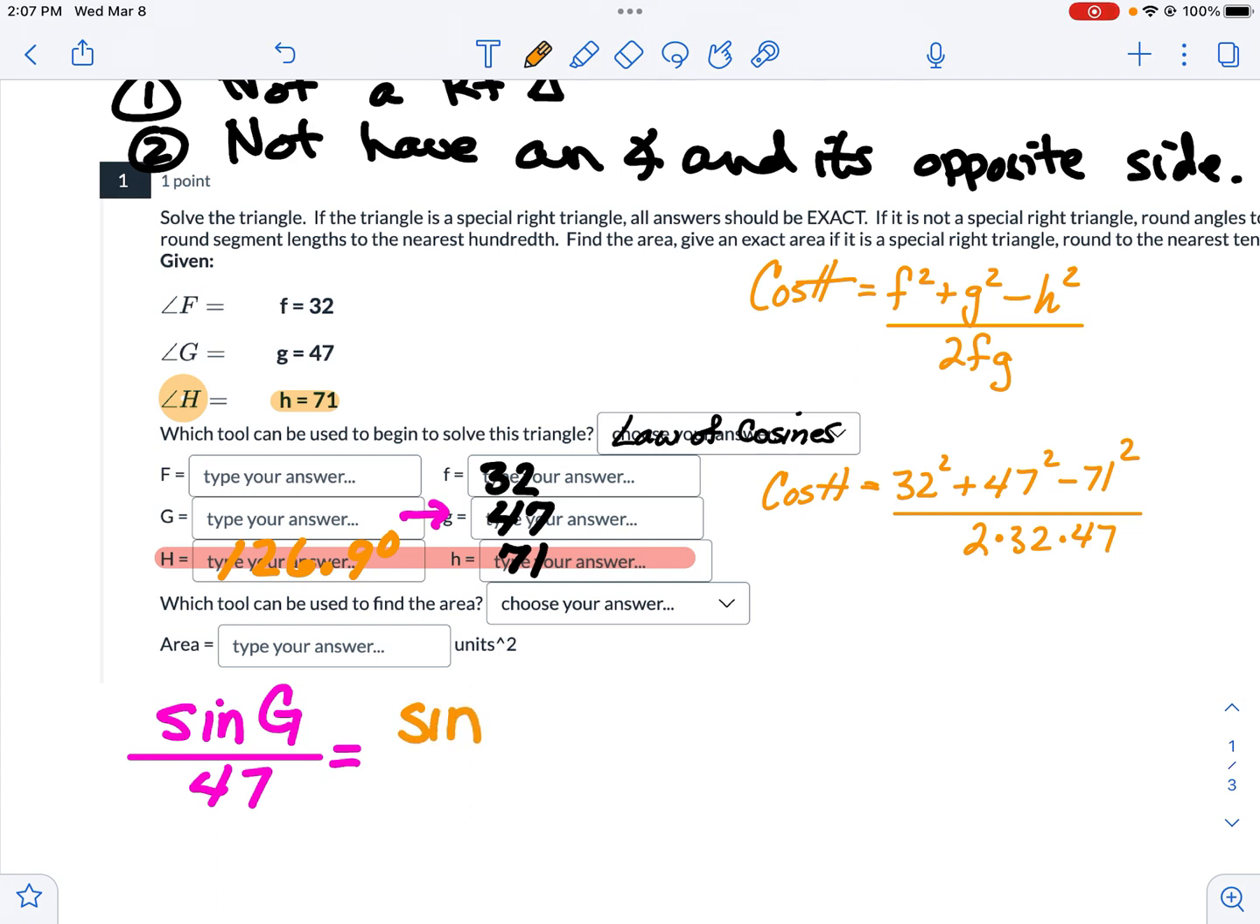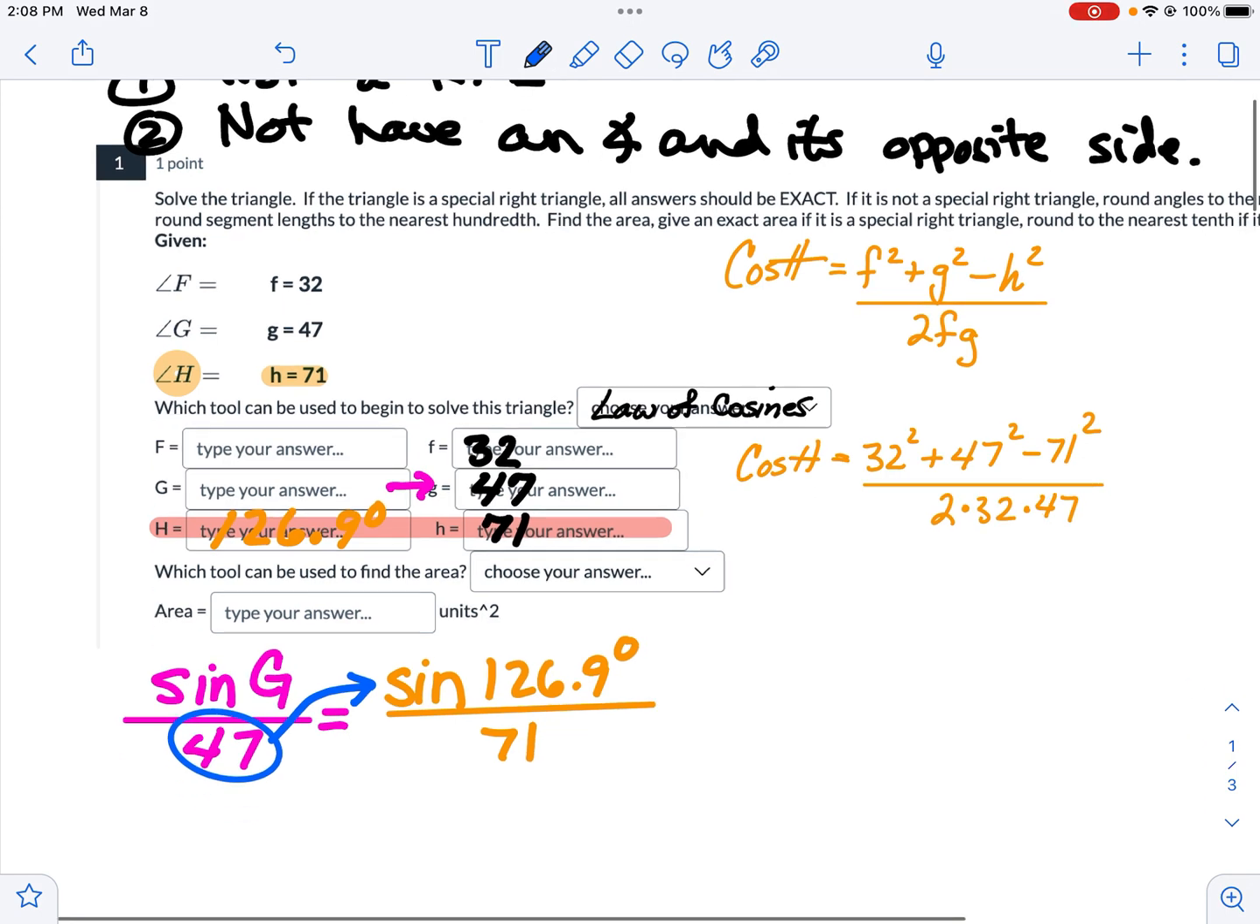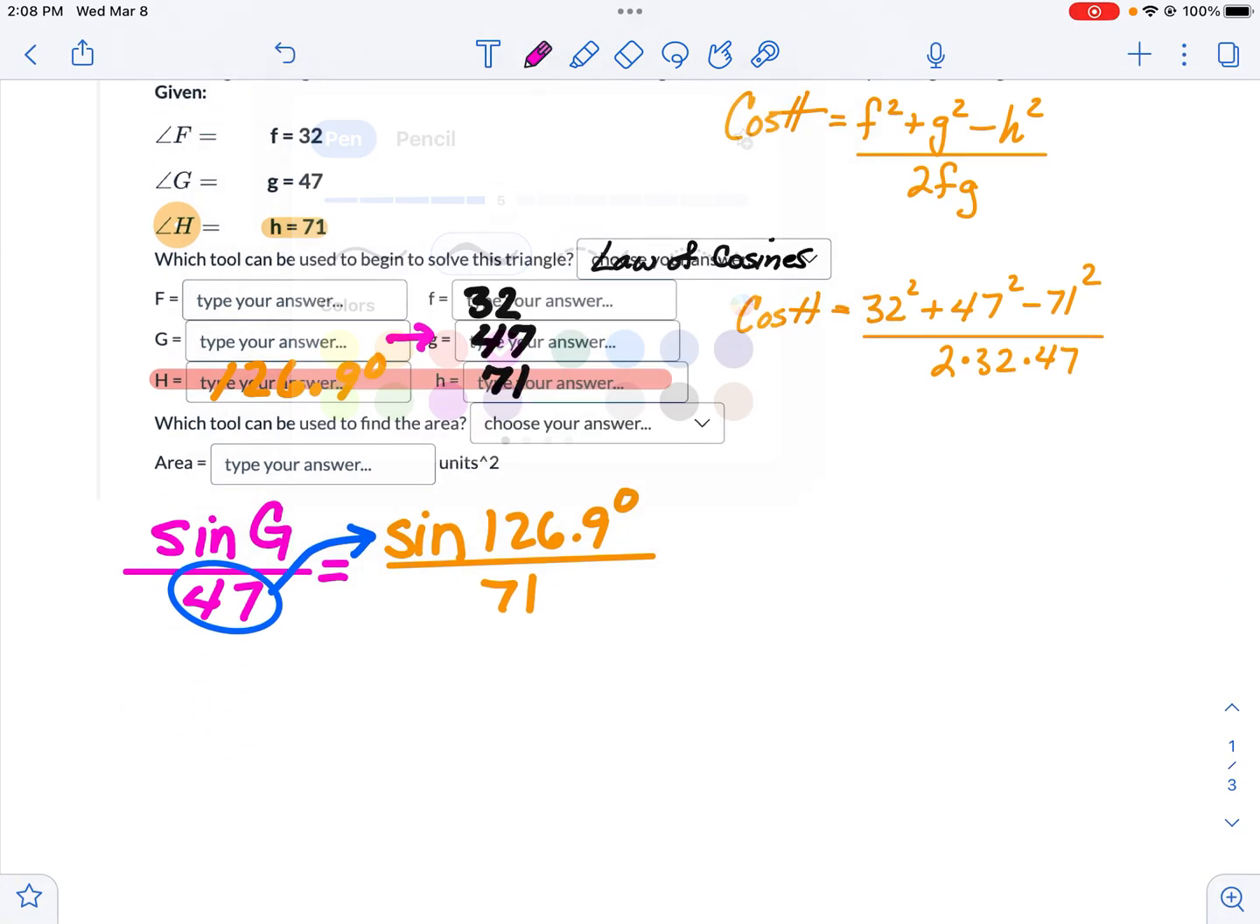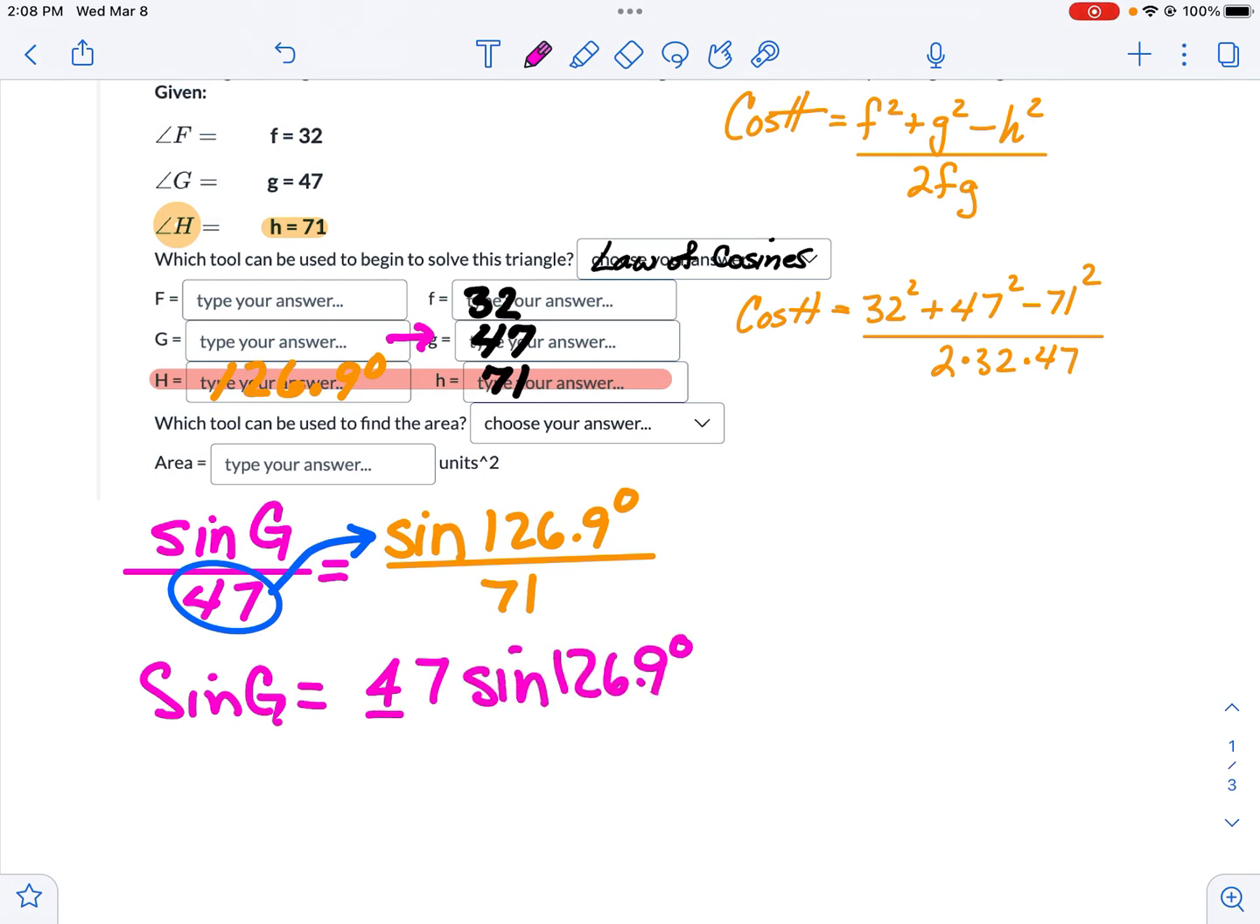sine of 126.9 degrees divided by the 71, because they go together. And then to isolate that, I am going to take the denominator, the divided by 47, and multiply by 47. So in my calculator, I am going to calculate 47 sine 126.9 degrees divided by 71.